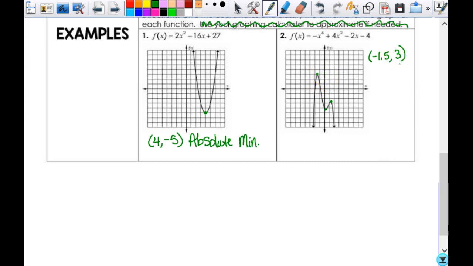And is that relative or absolute? Absolute. And it would be an absolute what? Maximum. Okay. All right, so then this point right here, that would be what, like 0.5? And then negative, what? 2, 3, 4.5? And what is that going to be? A relative min. Good.